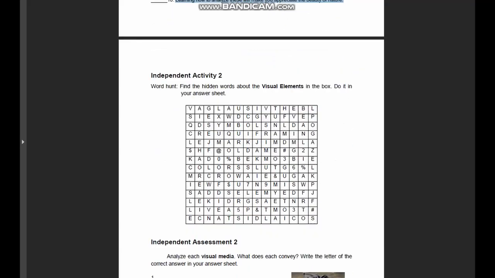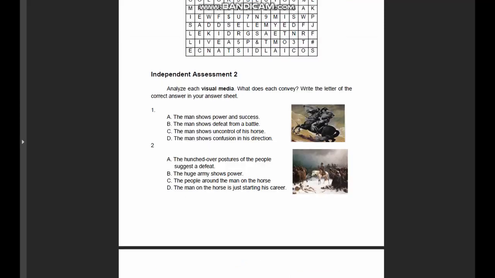In independent activity 2, you will find hidden words about or related to visual elements in the box. Do it in your answer sheet. Okay, you will make the word hunt by making a box and writing all the letters, and then encircle the words that are related or about visual elements in the box. Okay. In the independent assessment 2, we will analyze each visual media and what each conveys. Okay, we will see what is the meaning behind each media.